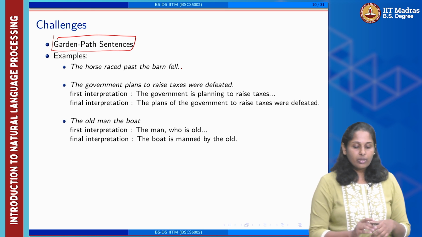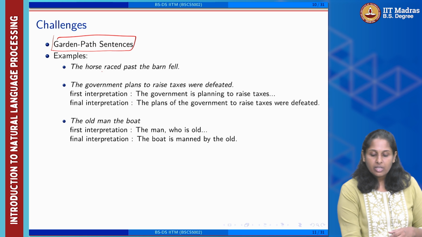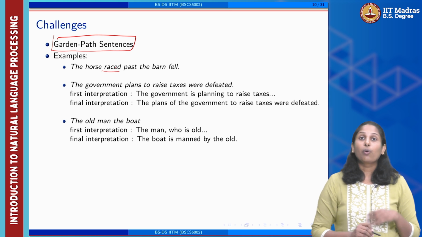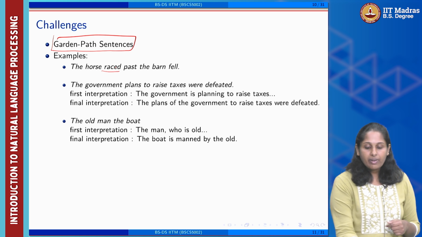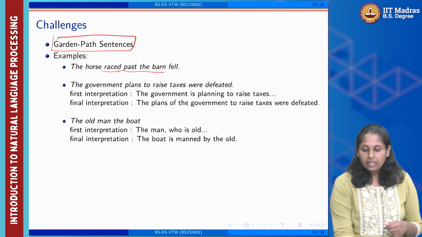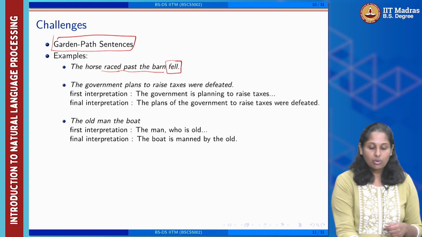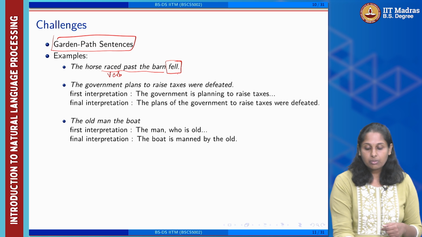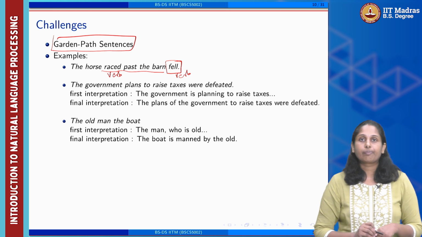Now when you start reading this sentence, when you reach the word raced, you'll see, okay, raced is a verb, right. But when you keep reading and there is another verb here, then you go back and change the decision: this is not the main verb of the sentence, but the other one is the main verb, right.